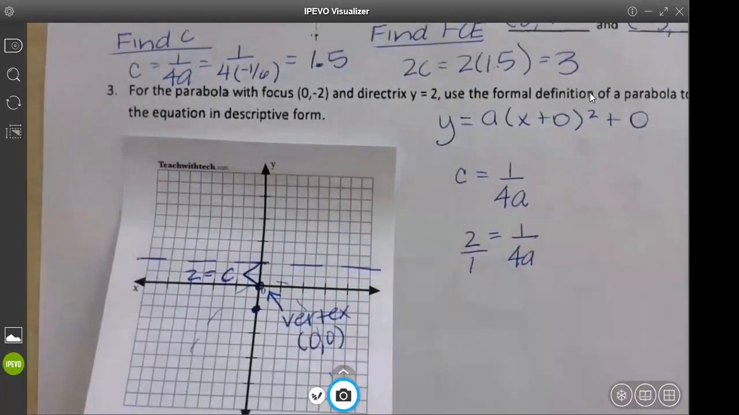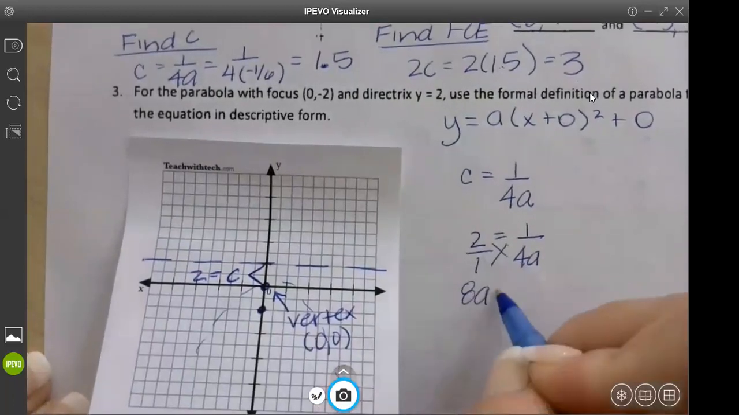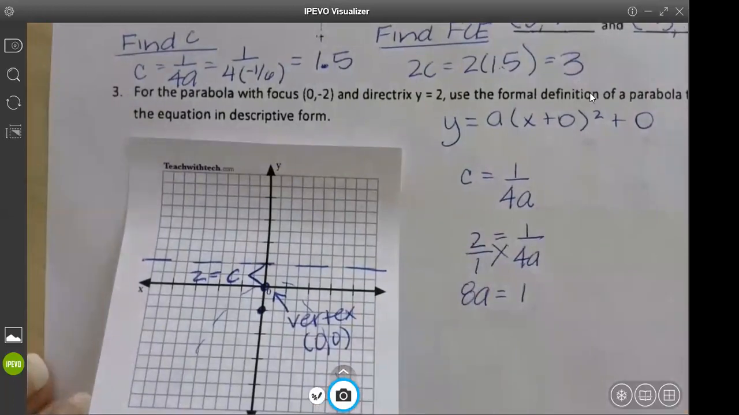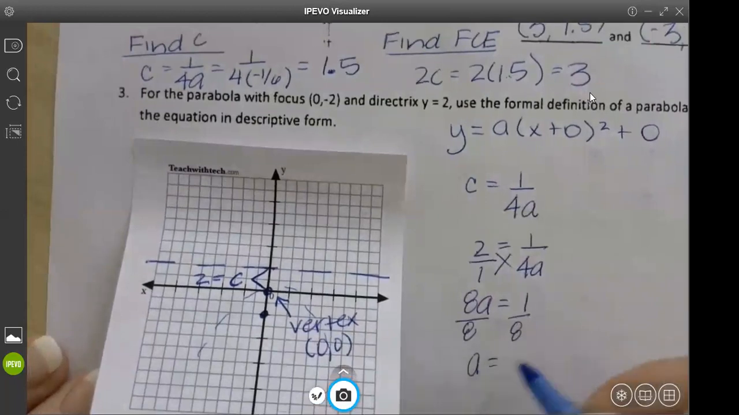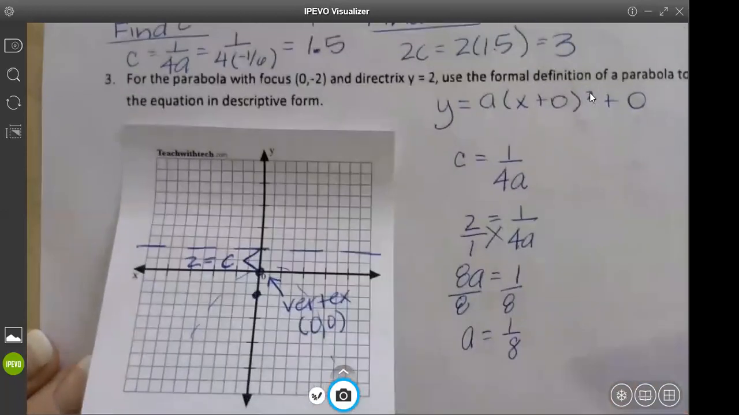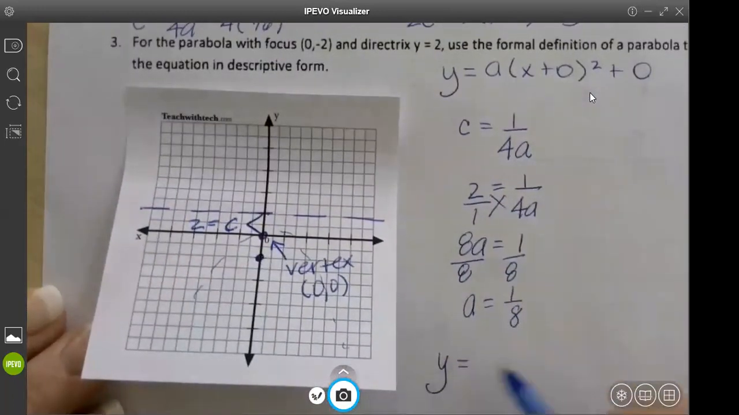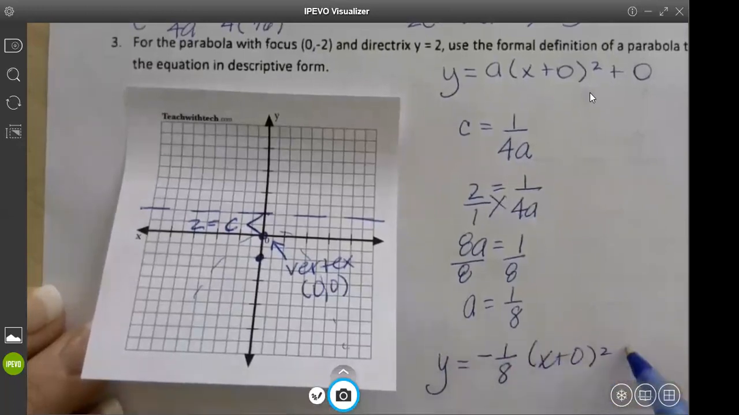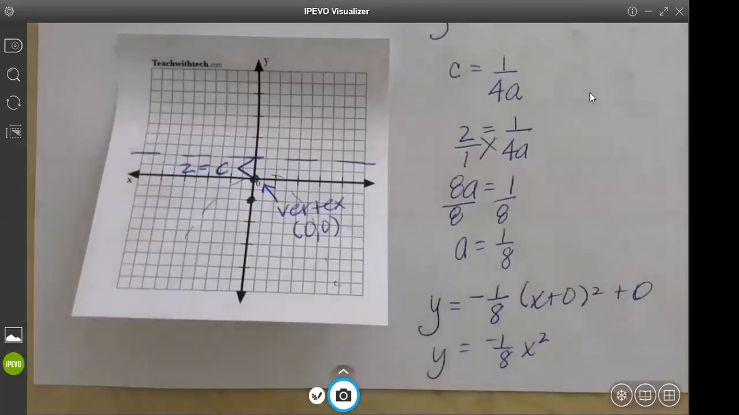I can set it up as a fraction where I cross multiply. I get 2 times 4 is 8A. 1 times 1 is 1. We're going to divide by 8. And A equals 1/8. But what do we need to remember? Which direction does this open? Down. So when we rewrite it in our equation, it needs to be a negative 1/8. We have x plus 0 squared plus 0. Or you could have just written negative 1/8 x squared. Either one of those are acceptable. I would like you to keep the zeros in there just because of what we're doing later on.